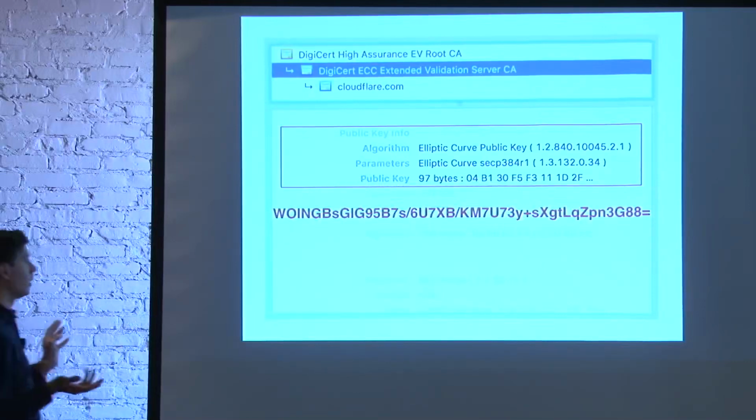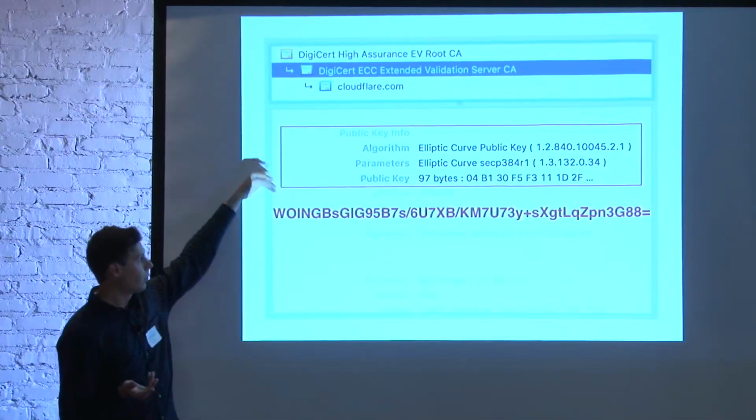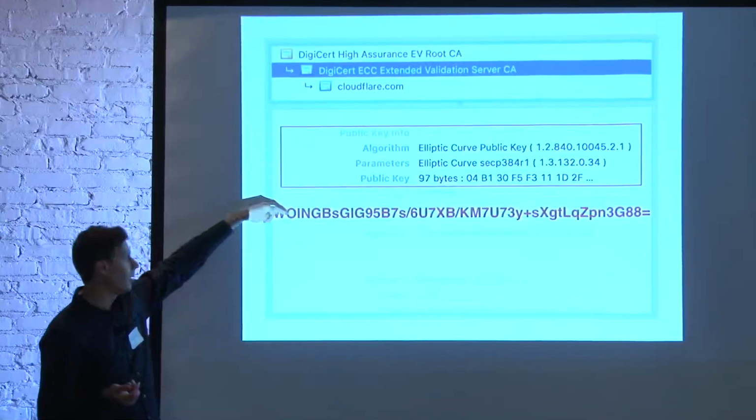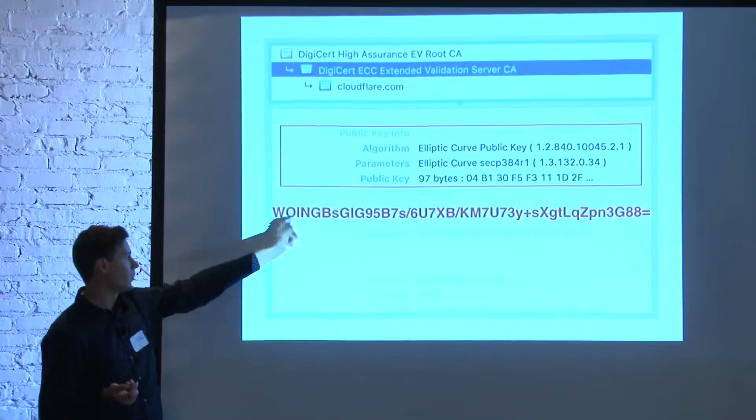If it's a different chain, the public key info will be different, of course. The key will be different. The algorithm might be different. This is an EC key, and so the pin will be different.